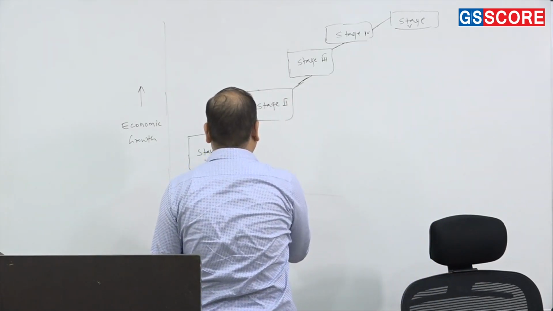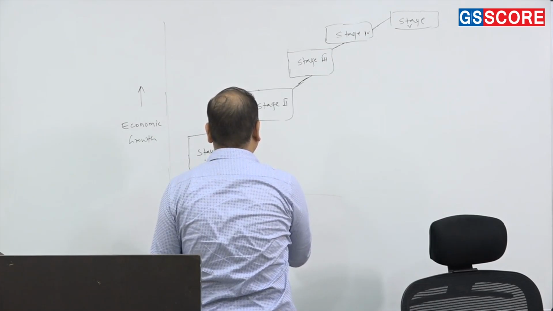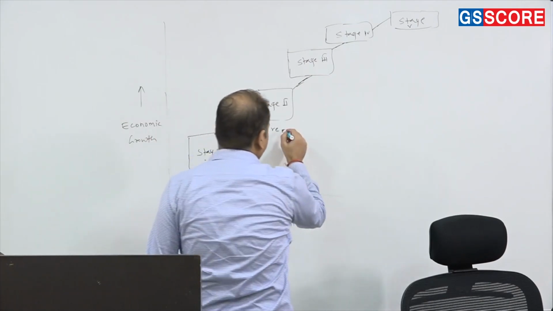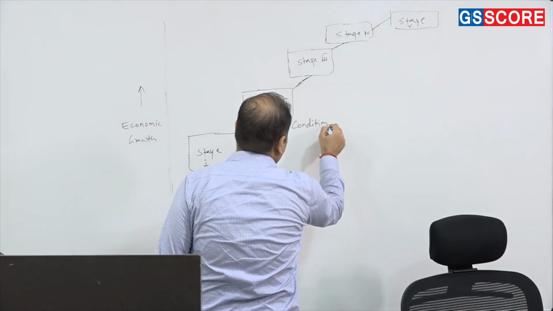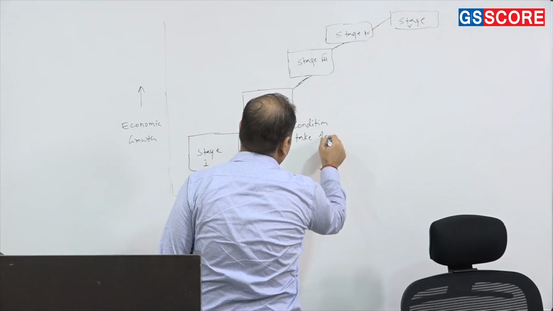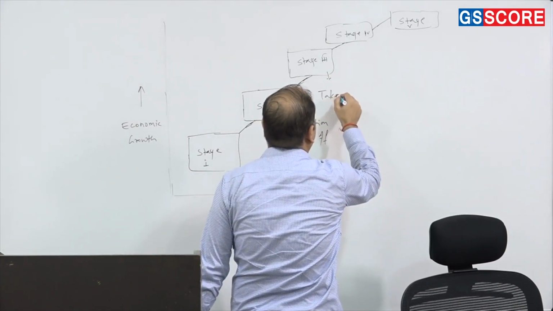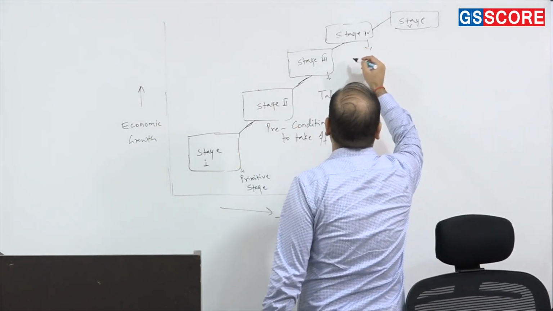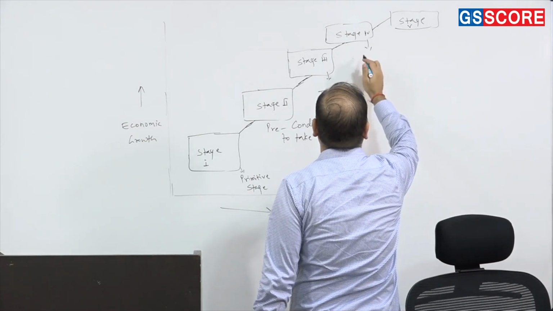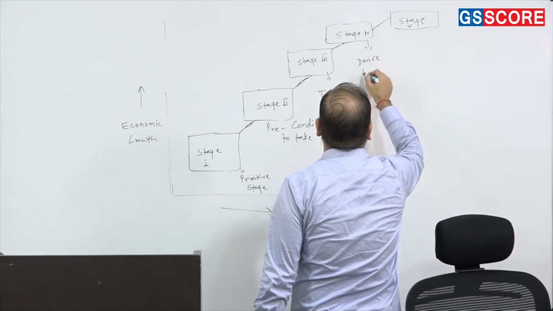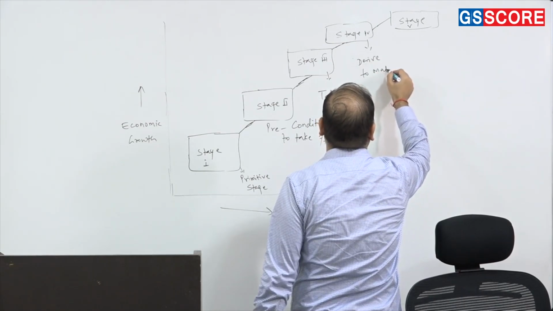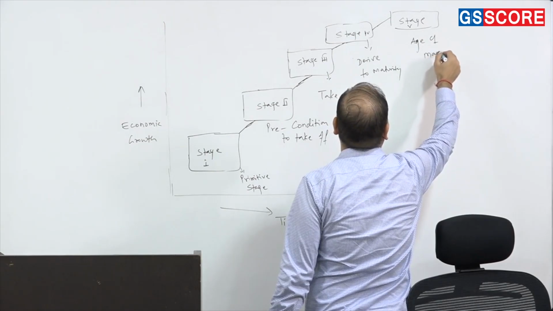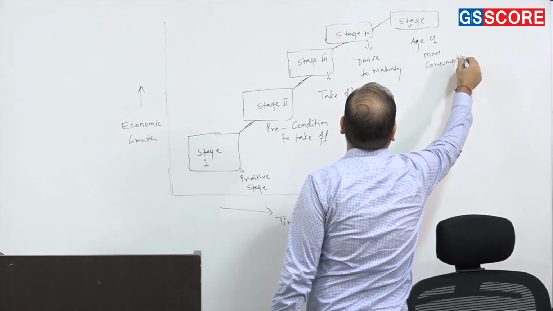Stage 1 is simply your primitive stage, stage 2 is your precondition to take off, stage 3 is your take off, stage 4 is drive to maturity, and stage 5 is the age of mass consumption.